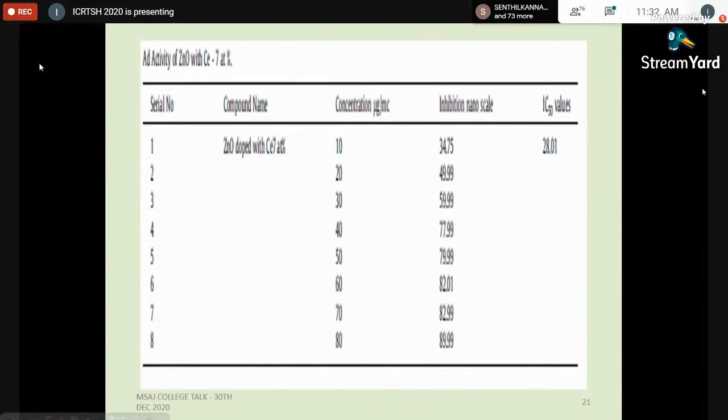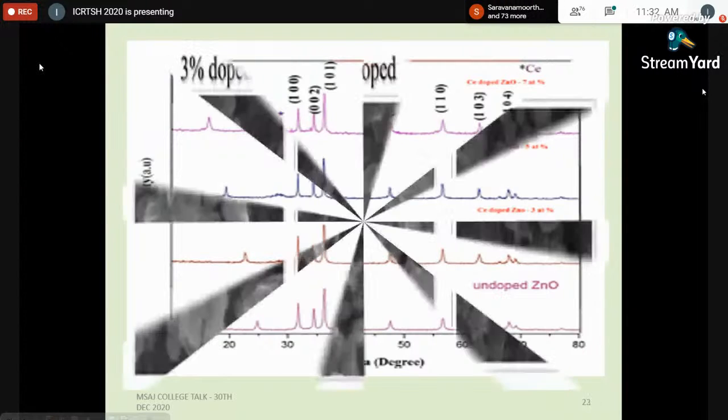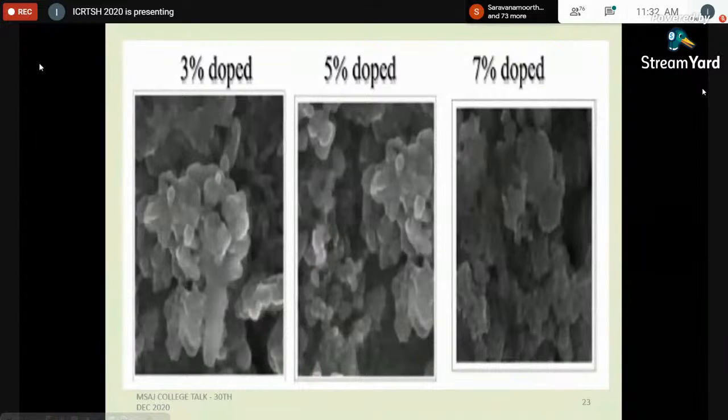Next slide, please. So this is the identification of this particular material: undoped ZnO, and C doped 3 atomic, 5 atomic, and 7 atomic percent. The star is represented as C, the first one star. Next slide, please. This 3, 5, and 7 atomic percentage of C doped with ZnO is classified with this.